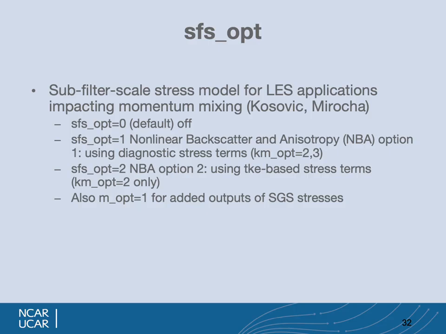Another variant on our subgrid turbulence parameterization is called the subfilter stress scale model by Kosovic and Mirocha. This has a couple of options. One is option 1, which is an NBA, nonlinear backscatter and anisotropy option, using diagnostic stress terms, works with km_opt equals 2 or 3, or there's another option that uses a TKE-based stress term. So these modify how the momentum mixing is done in the subgrid scale. There's also another switch called m_opt equals 1, which adds outputs for the subgrid stresses, in case you're interested in looking at them.